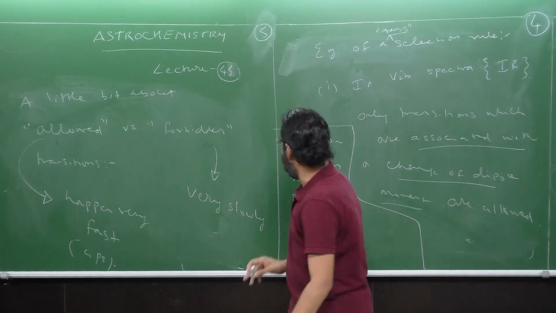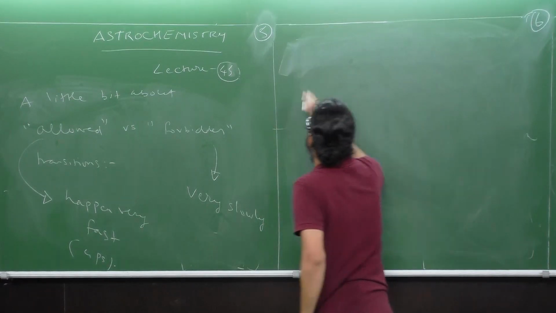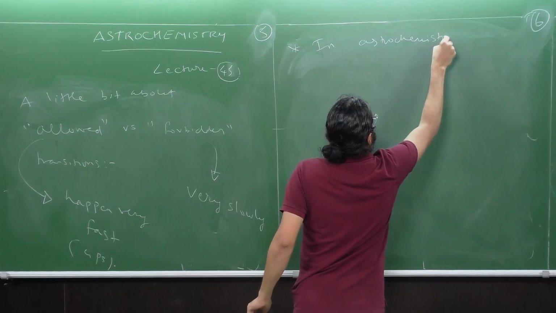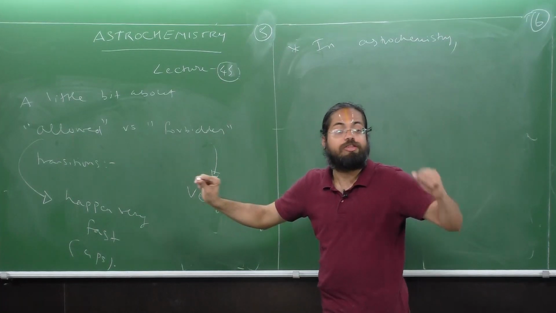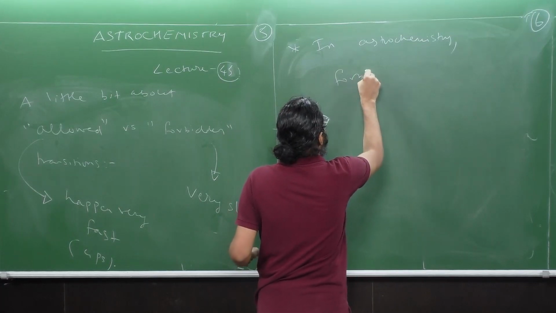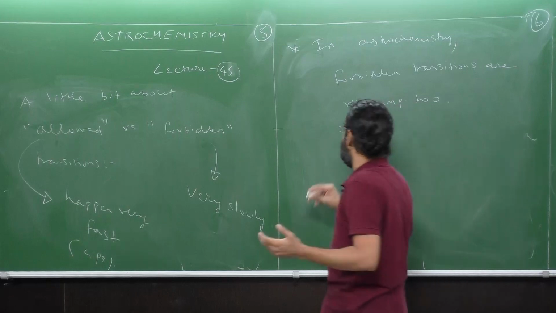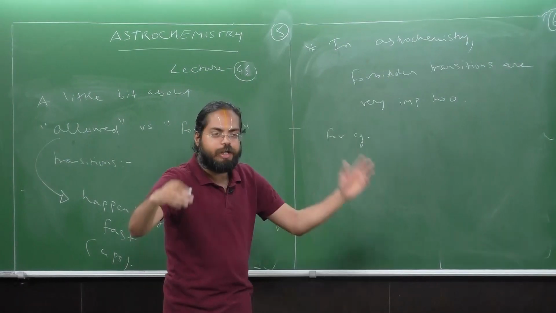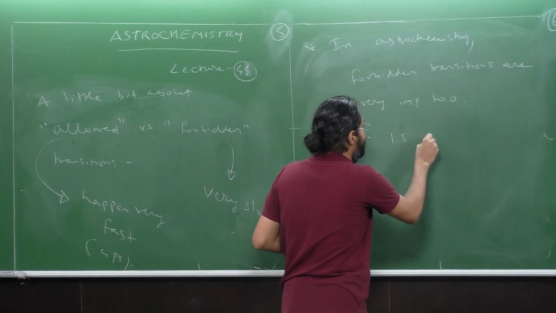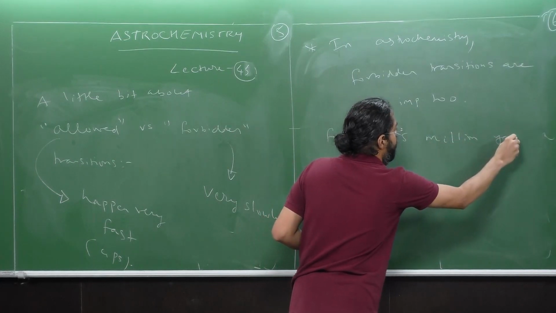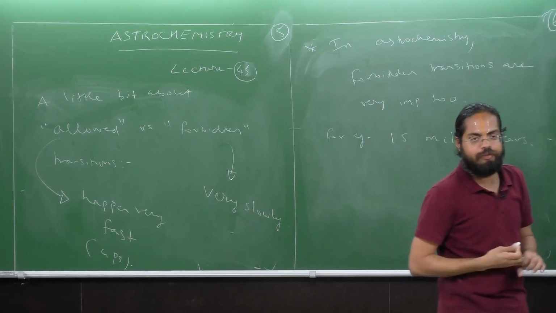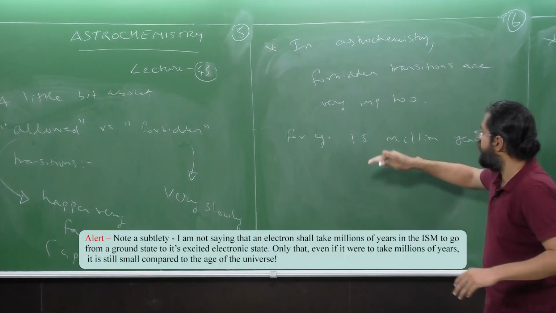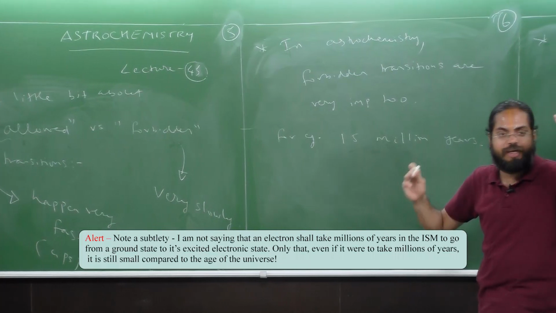Now, in the context of astrochemistry, please note that forbidden transitions are extremely important too. Why is that? Well, let's say, for example, instead of a transition happening in the time scale of picoseconds, let's say that it takes approximately, I don't know, 15 million years for some transition to take place. We're talking about what? A million is like 10 lakhs, in our Indian unit system. So this is going to be 15 into 10 lakh years. That is 150 lakh years.